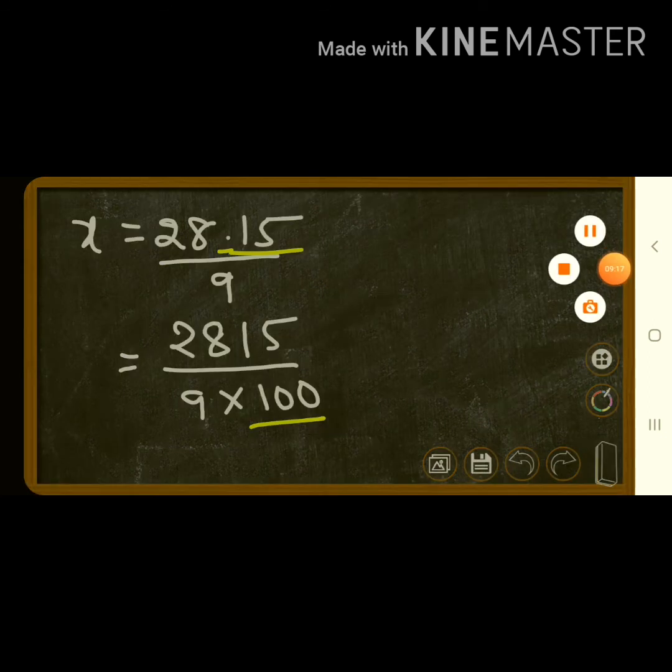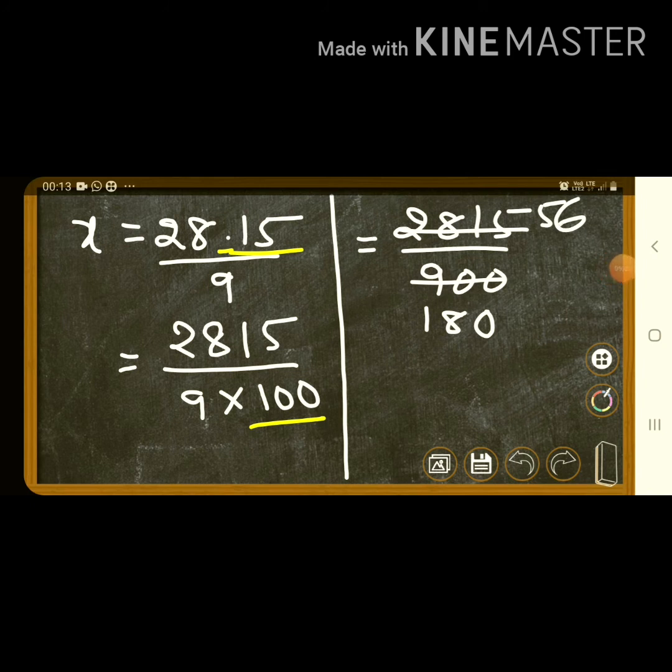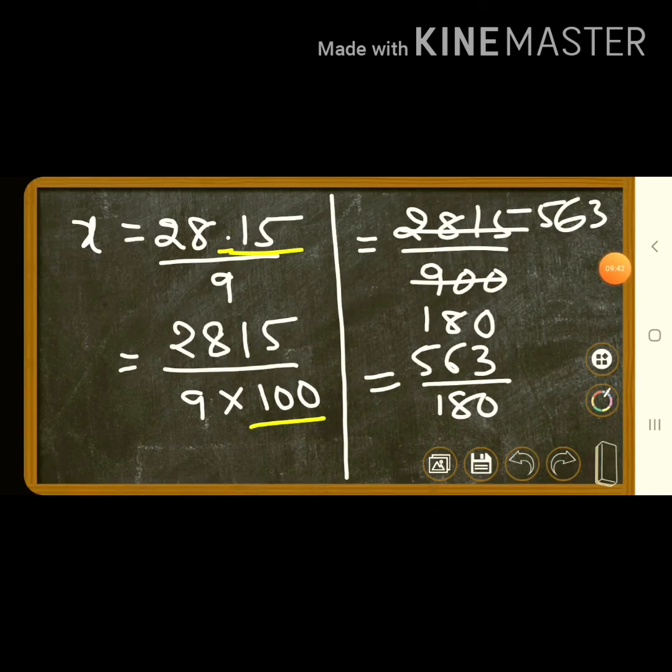After simplification, 5 ones are 5, 5 8s are 40, 5 zeros are 0. In the numerator, 5 5s are 25, 3 1 is left out, 5 6s are 30, 1 5 5 3s are 15, which is equal to 563 by 180. So this is the P by Q form of 3.127 bar. So the P by Q form of 3.127 bar is 563 by 180.